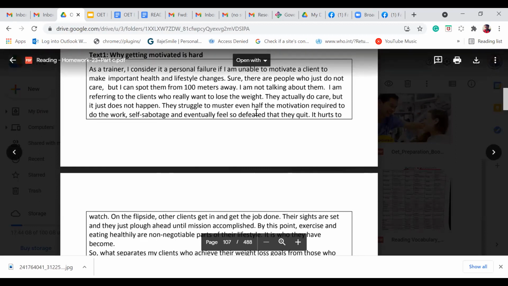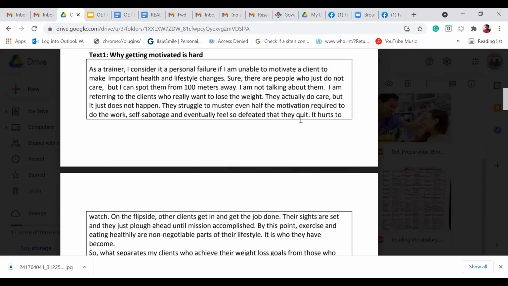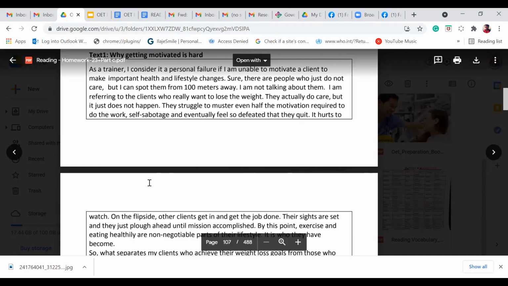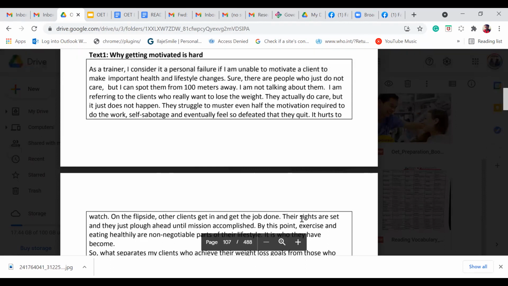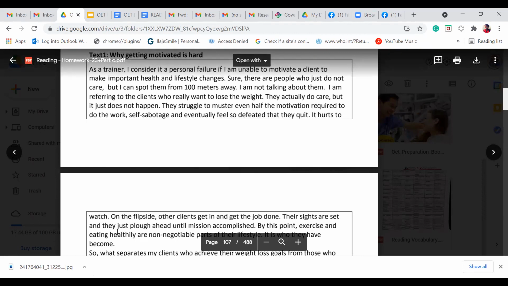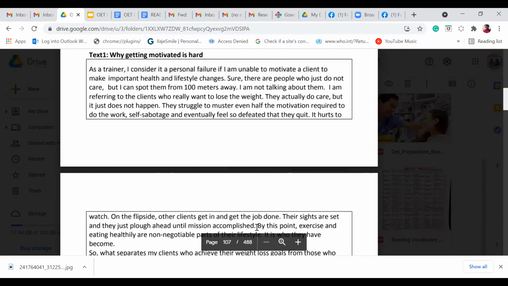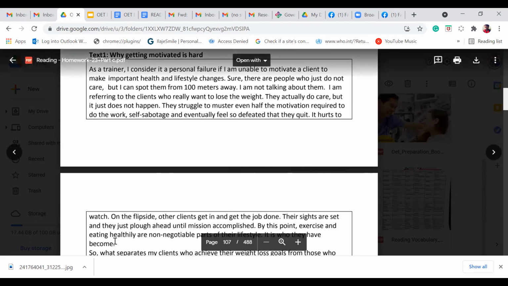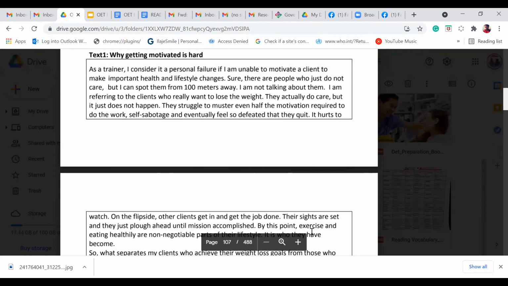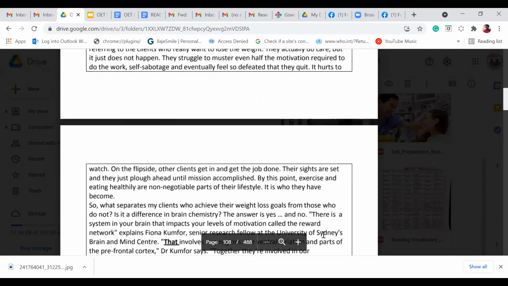They struggle to muster even the motivation required to do the work, self-sabotage, and eventually feel so defeated that they quit. On the flip side, other clients get in and get the job done. Their sights are set and they just plow ahead until mission accomplished. By this point, exercise and eating healthy are a non-negotiable part of the lifestyle. It is who they have become. So that's the first paragraph.